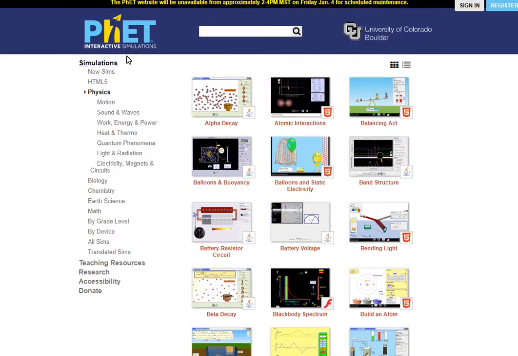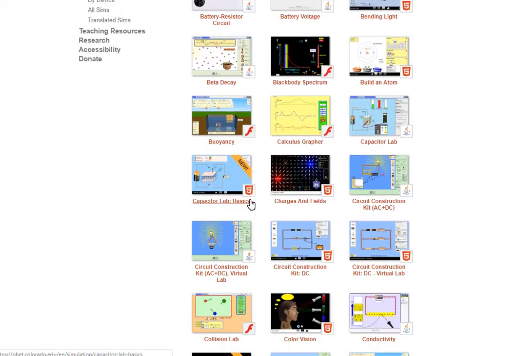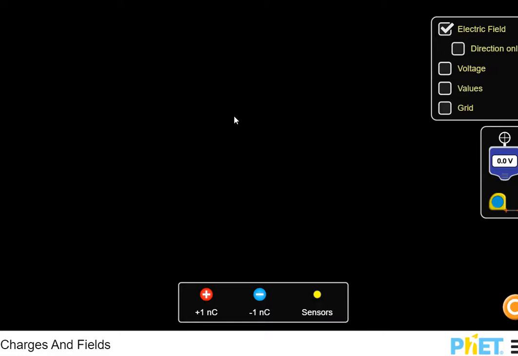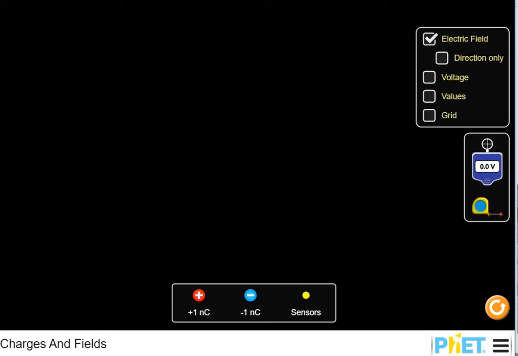So go to PhET, click on Simulations, Physics, and the one we're interested in is Charges and Fields. So I'm going to click on Charges and Fields, and I'm going to press play. So we get this. Let me just fit that in the window. So right here, we get this app.